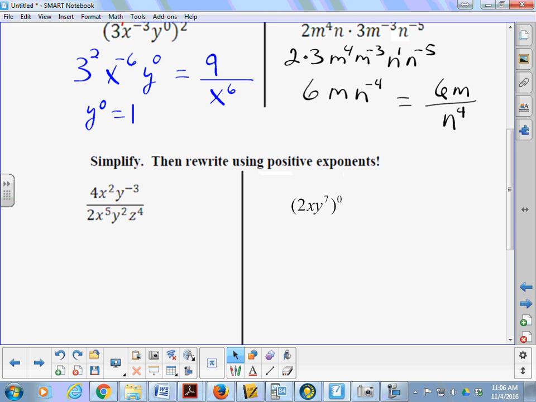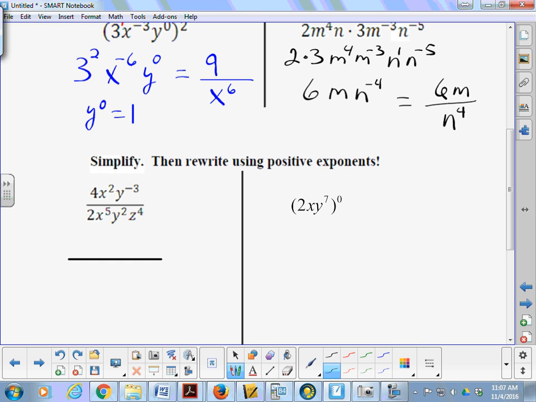All right, so here we have 4x squared y to the negative 3rd over 2x to the 5th y squared z to the 4th. All right, so to simplify this, there's a couple different things we can do. First of all, let's look at that we're going to end up with a fraction bar regardless of what we're doing. So let's put a fraction bar in here.